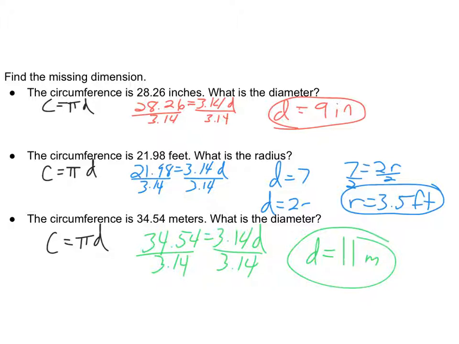For the last one, we're finding the diameter again, so we need to take 34.54 divided by 3.14, giving us a diameter of 11 meters.